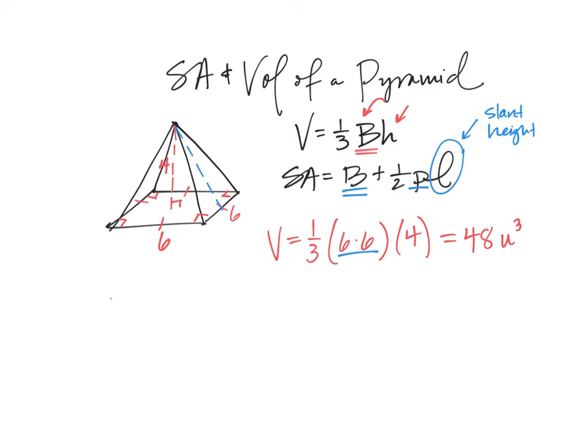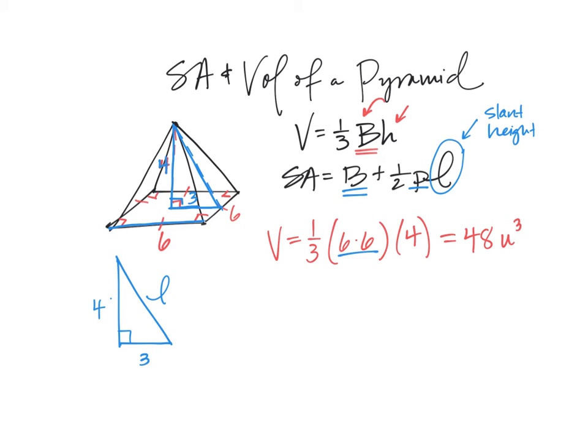Now, what I do know so far is that the height is 4, and I know that this side right here is 6. Now, this perpendicular piece comes down in the center of the square, which means that the leg of this right triangle will be exactly half of 6, so that would be 3. So I'm going to take this cross section and draw it out here. I've got 3 and 4, and my slant height is the hypotenuse of that right triangle.